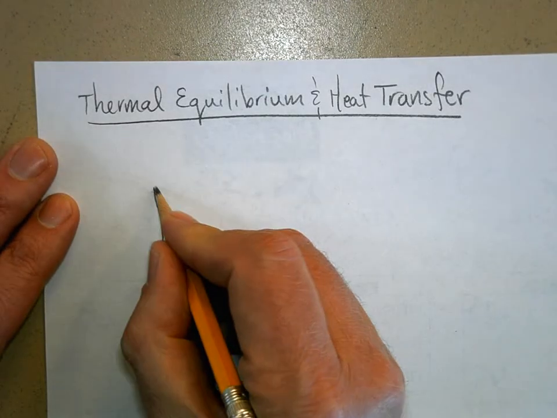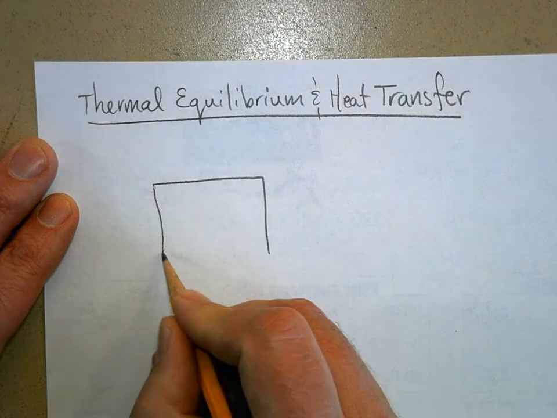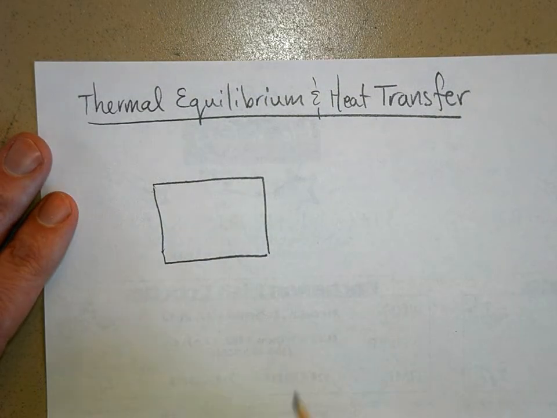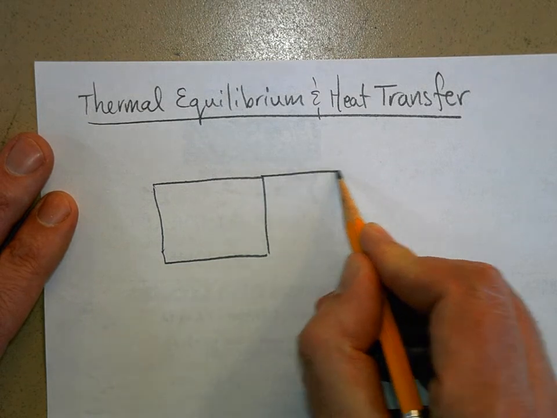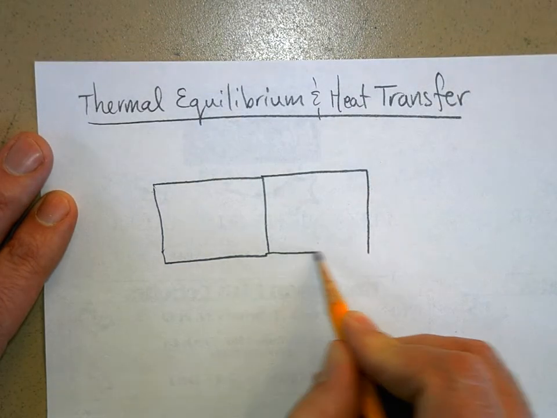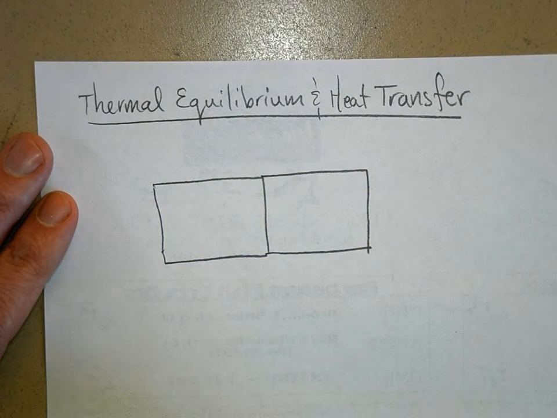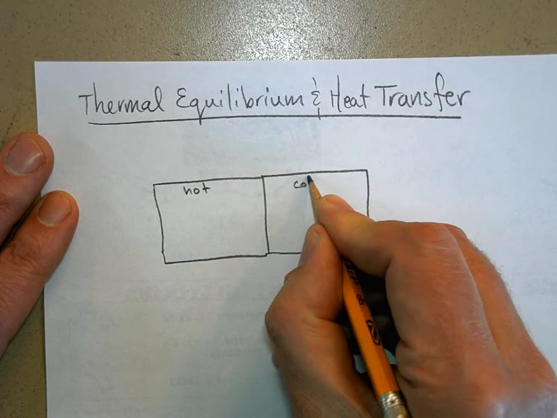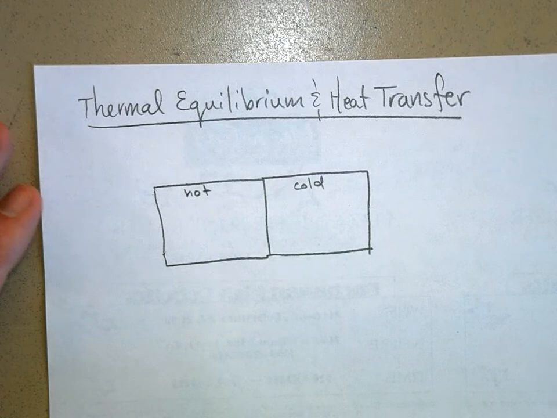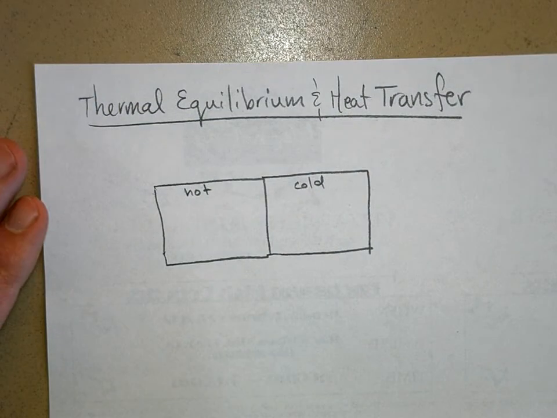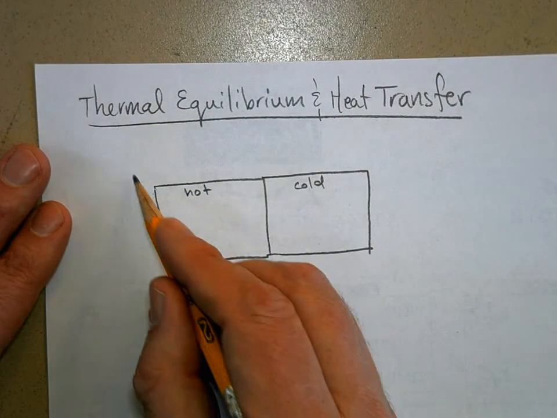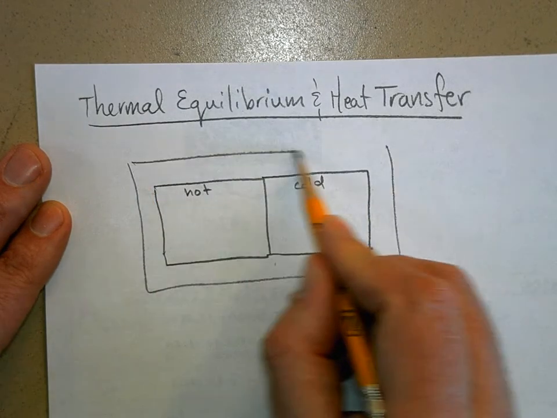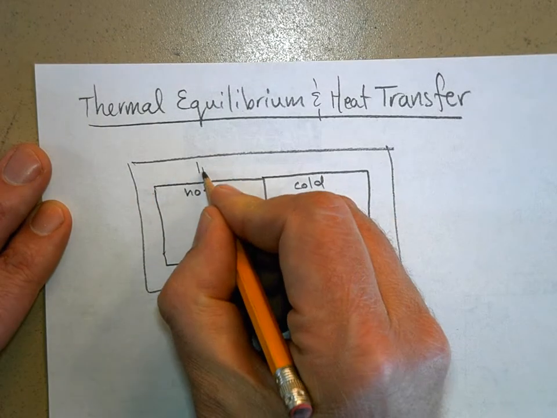Let's have a container of, let's just say, hot water. We have a container of hot water, and we're going to put it right next to a container of cold water. So this will be hot, and this will be cold, as measured by a thermometer. Then, with these containers right next to each other, we're going to seal them up in an insulator.